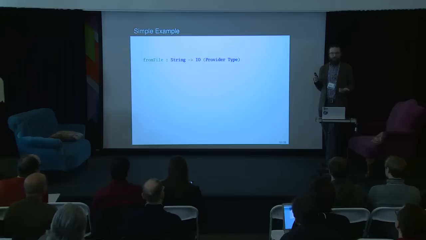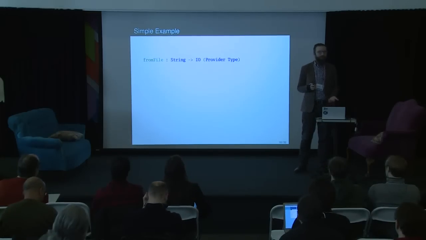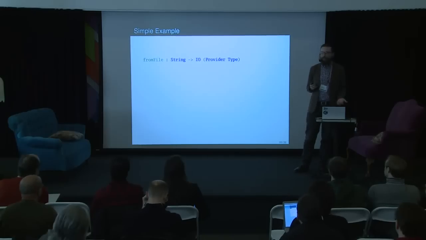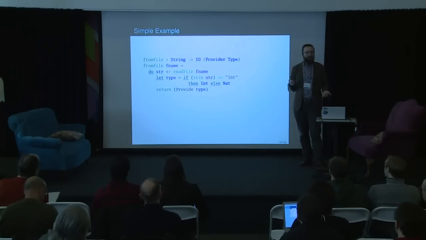So rather than going into a bunch of high-level bullet point stuff, here's some code. This is the type signature for a simple Idris type provider, which is going to read the contents of a file and generate a type based on that. So it's going to take the file name argument as a string, and then it's returning IO of Provider of Type. And here's the entire code.